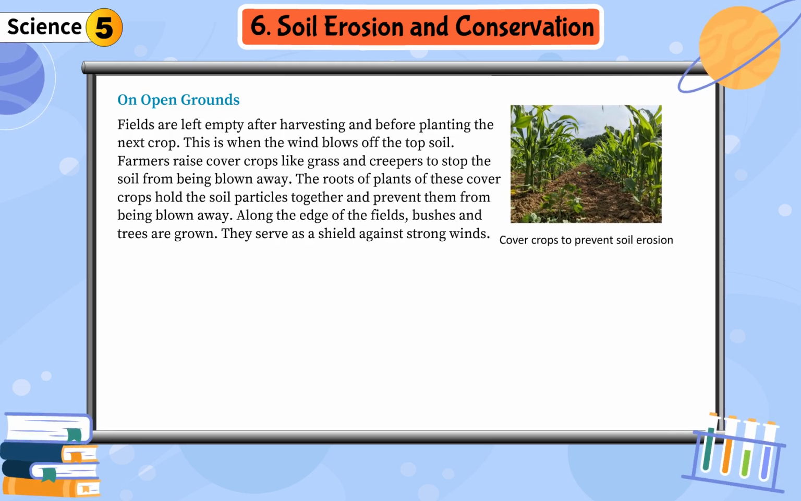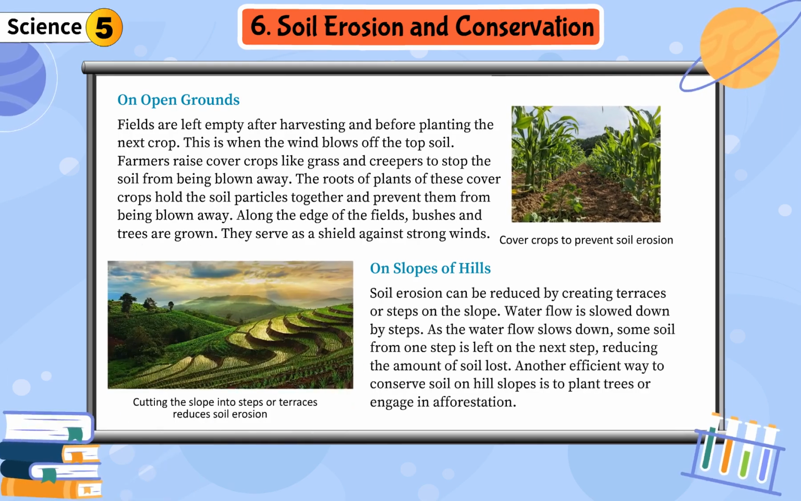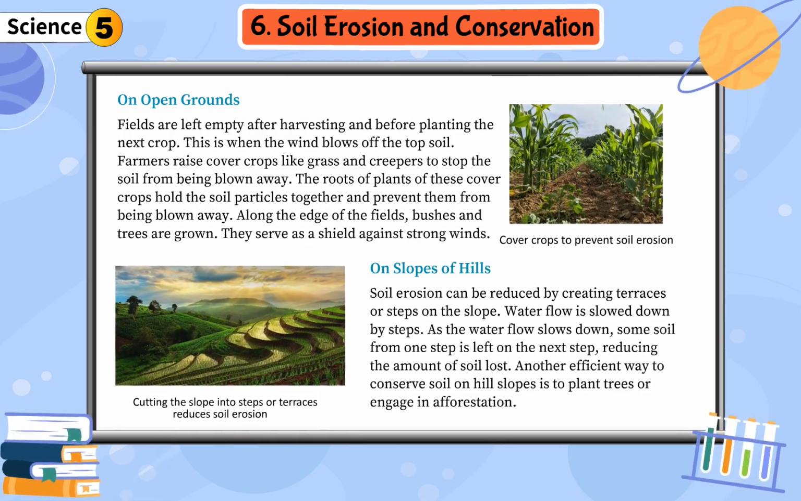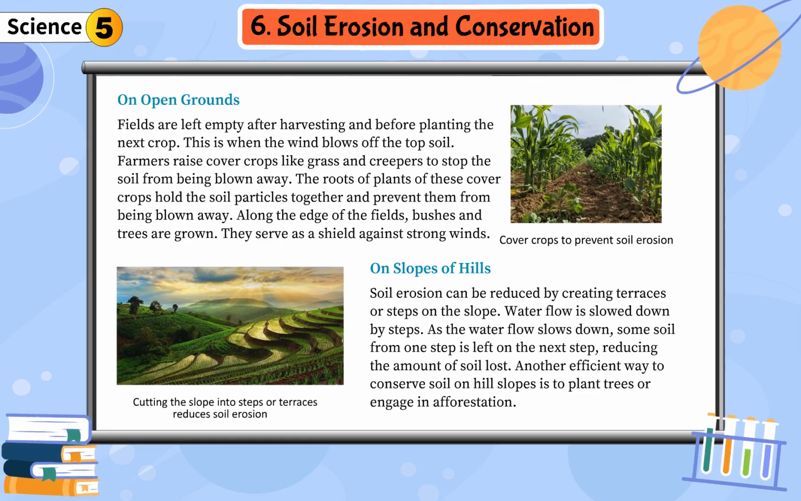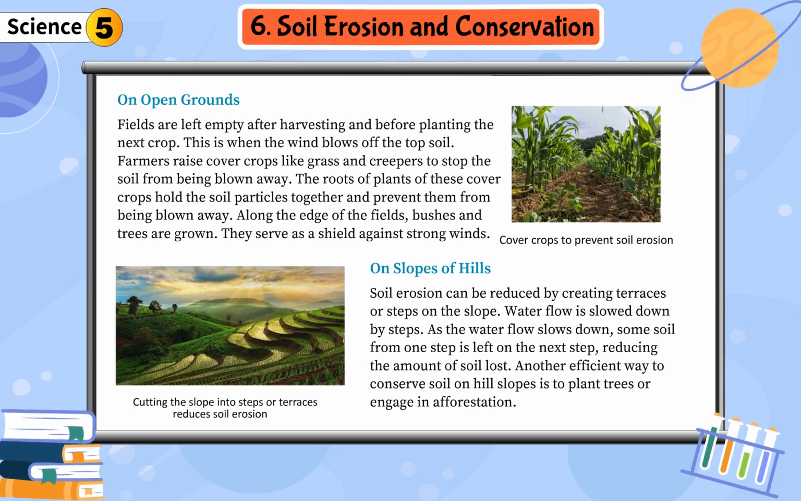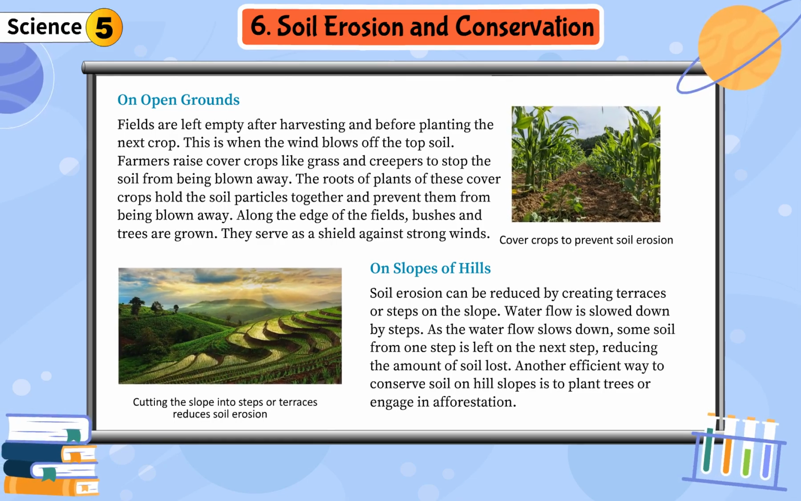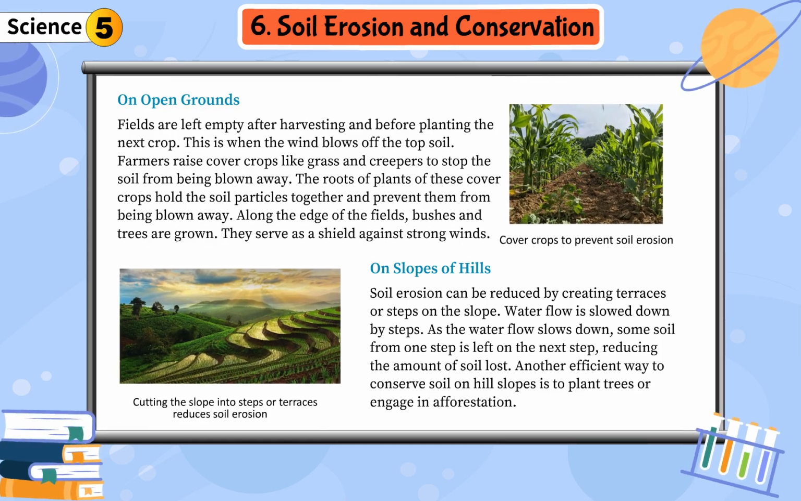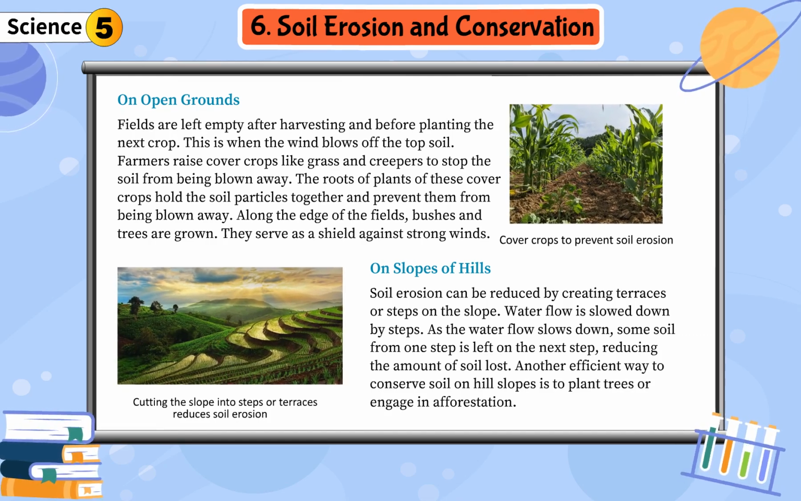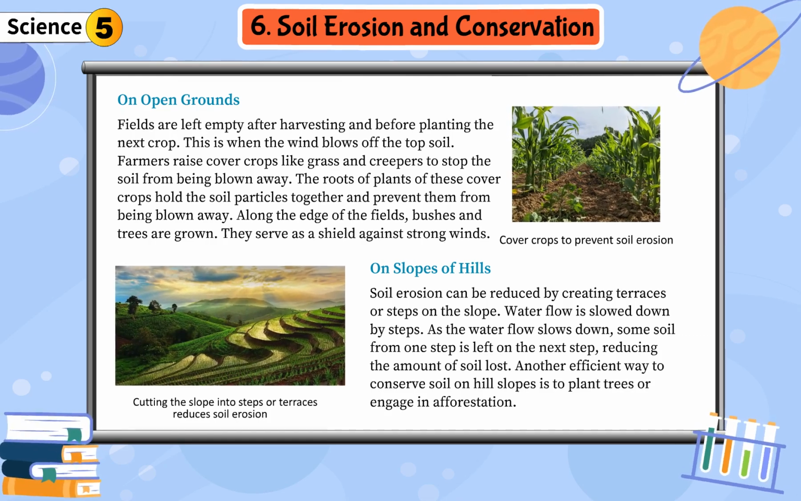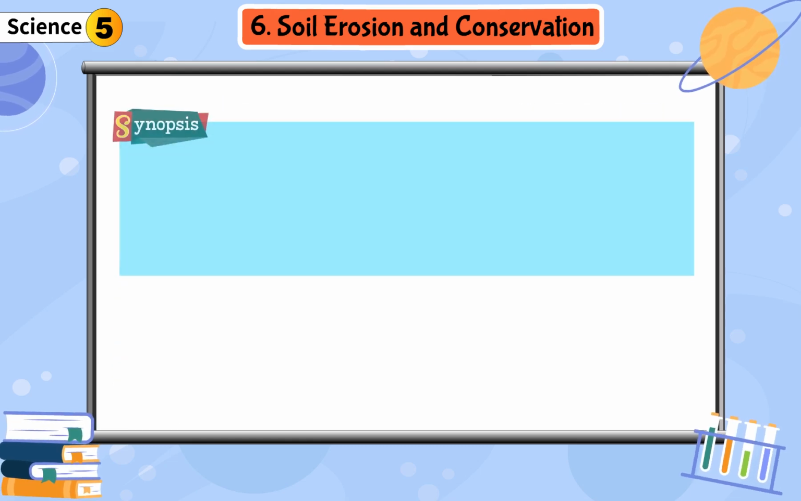Along the edge of the fields, bushes and trees are grown. They serve as a shield against strong winds. On slopes of hills, soil erosion can be reduced by creating terraces or steps on the slope. Water flow is slowed down by steps. As the water flow slows down, some soil from one step is left on the next step, reducing the amount of soil lost. Another efficient way to conserve soil on hill slopes is to plant trees or engage in afforestation.